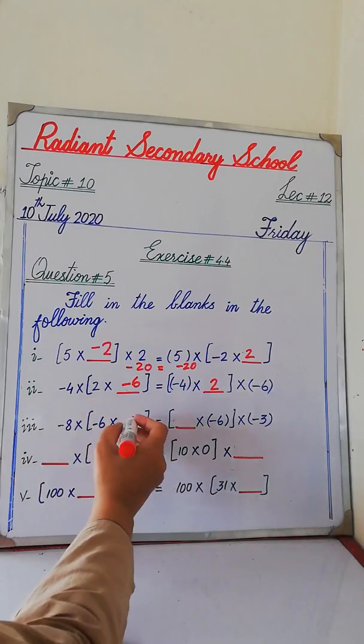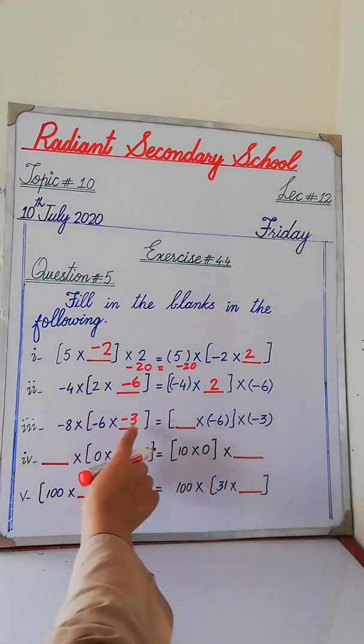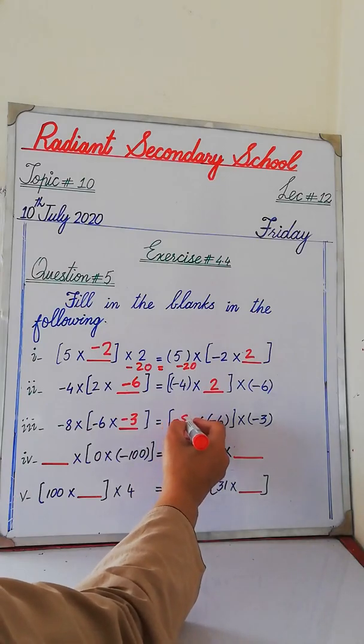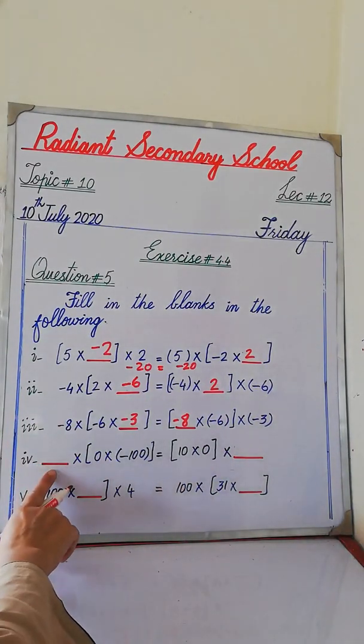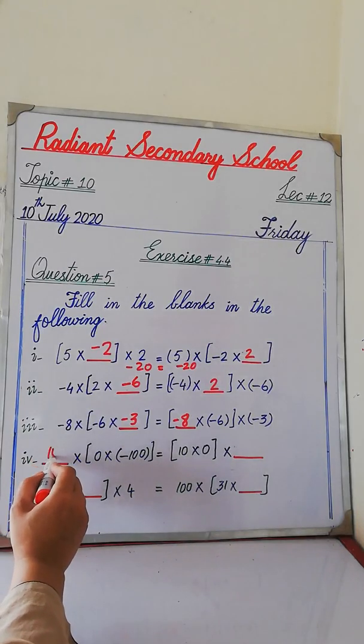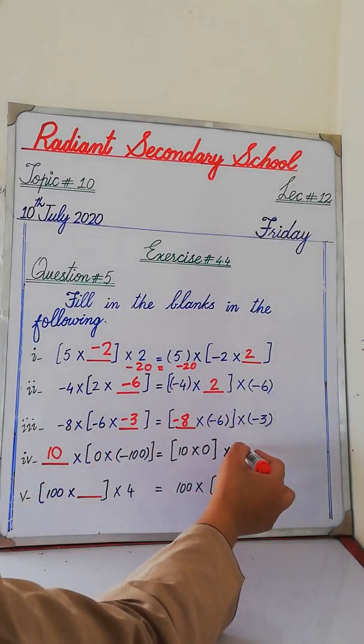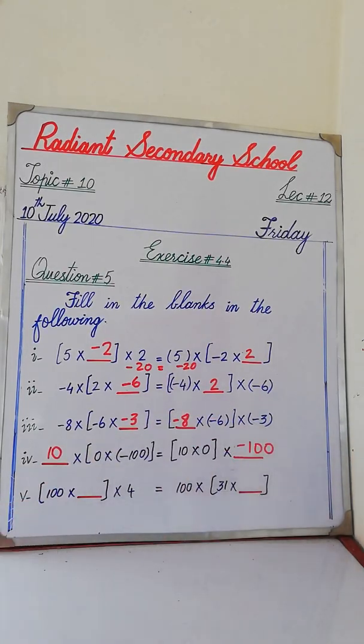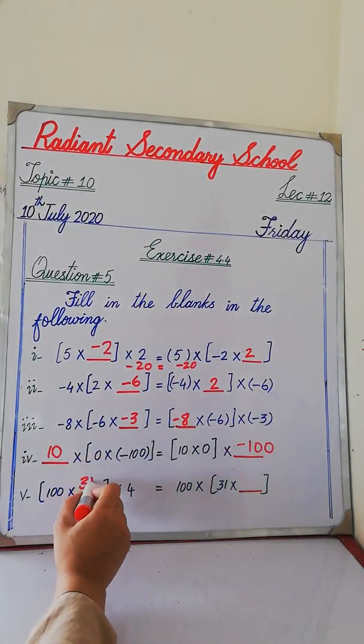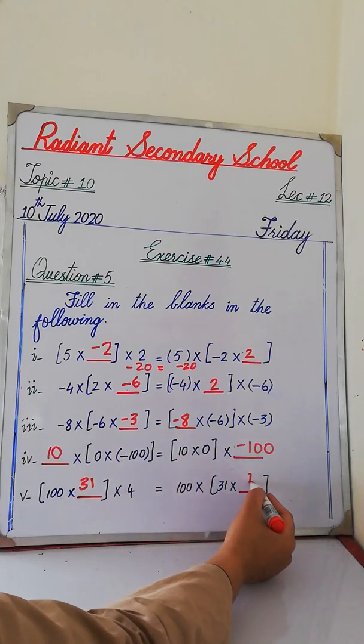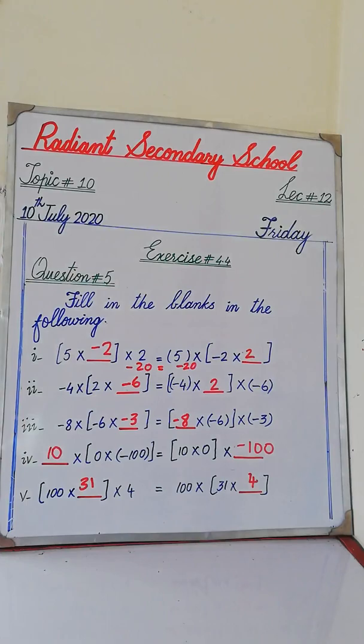In the third part, minus 3 is missing from the left hand side and this minus 8 is missing from the right hand side. In part number 4, 10 is missing from the left hand side and minus 100 is missing on the right hand side. In part number 5, 31 is missing from the left hand side and this 4 is missing from the right hand side. You can observe the same numbers are used on both sides. After filling the blank you have to verify whether your answer is coming equal or not. This is the last question, students. You have to complete it in your books with the help of lead pencil.